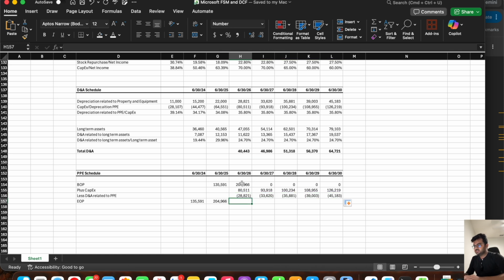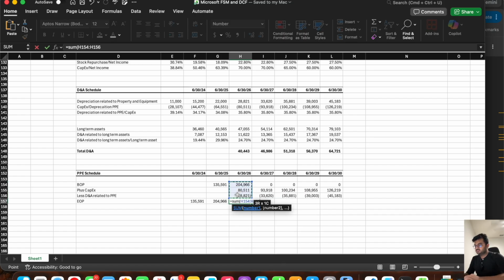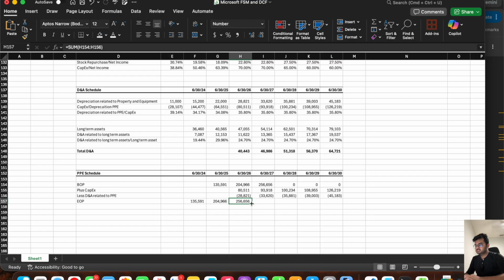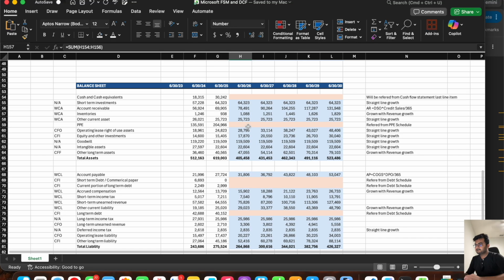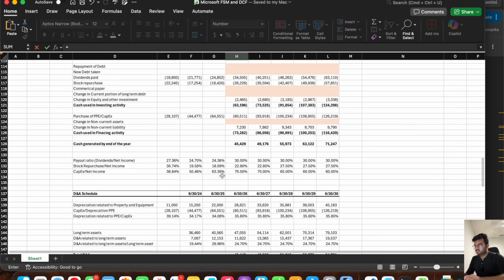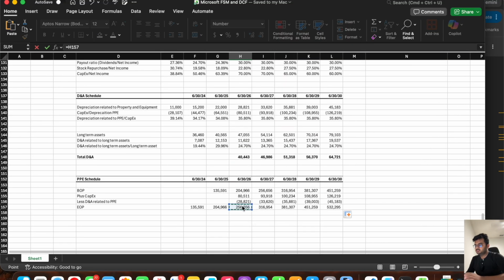Now, if we do summation of all these three, we will get the end of period amount. Summation of these three and just forecast it for the next 5 years. With this, we got the second missing piece, which is the property, plant, equipment. We will go back and link it here. So property, plant, equipment is this value.